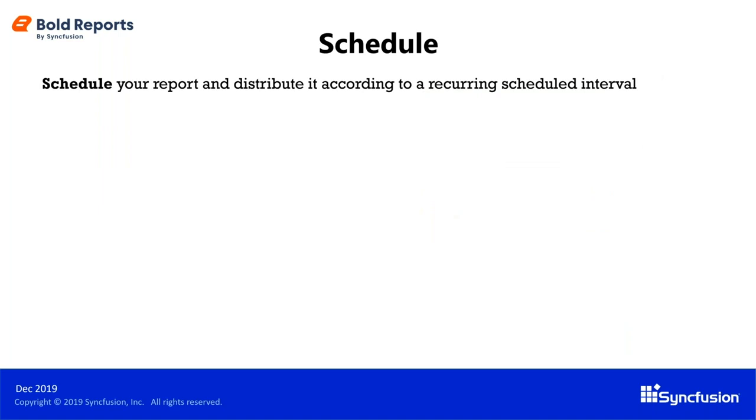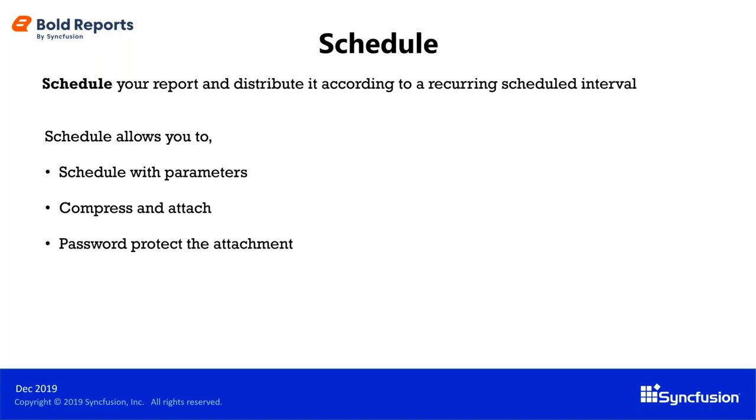Schedule enables you to schedule your report and distribute it according to a recurring schedule interval. The scheduling functionality is very flexible and comes with more custom options. You can schedule the report to be exported with a particular parameter. You can customize it to compress the attachment, and even zip or protect it. At last, you can choose the subscribers and the desired file format. Once the schedule is added, the generated report will be sent to the subscriber mailbox at the scheduled interval.